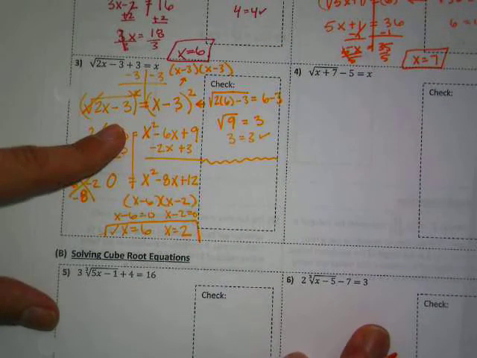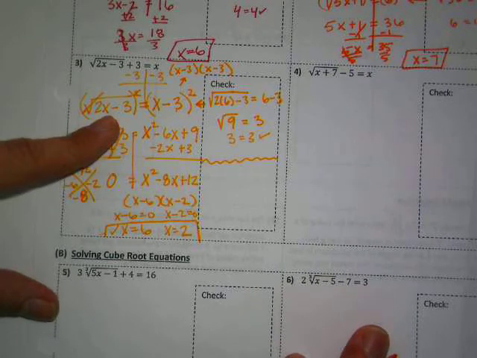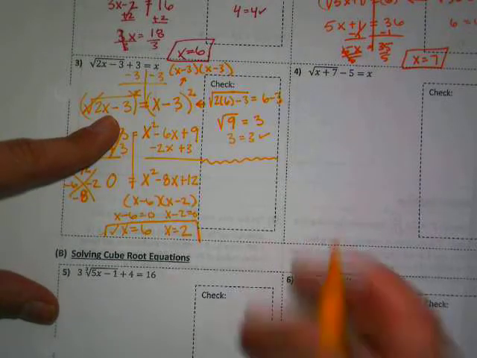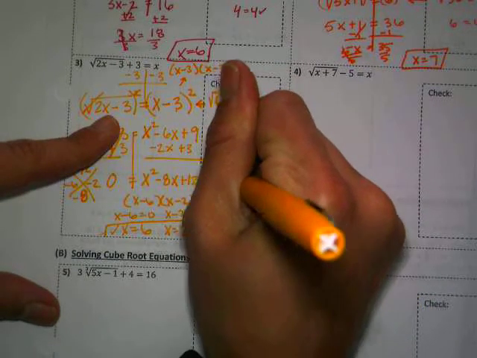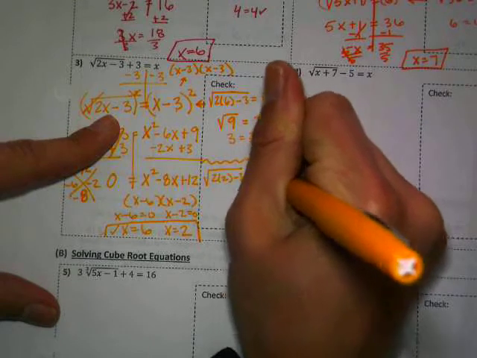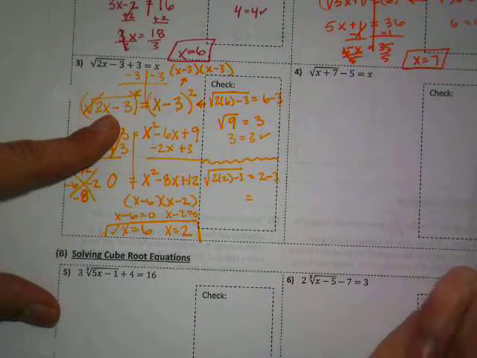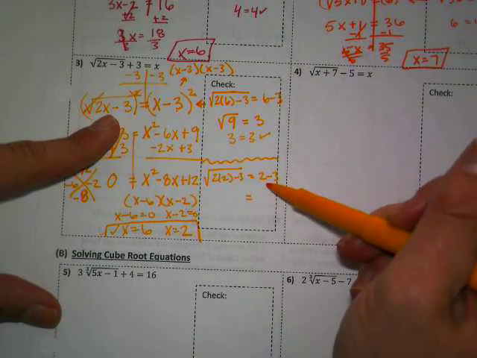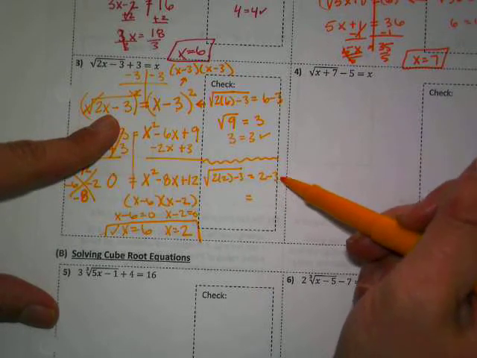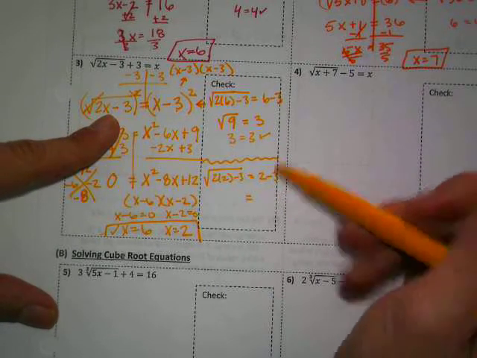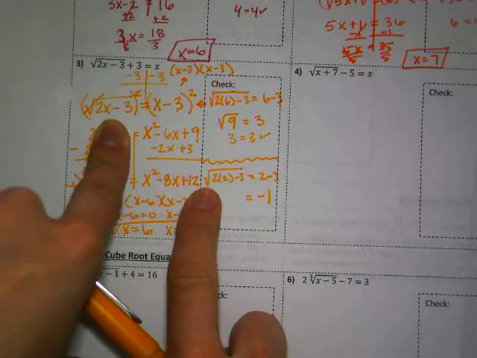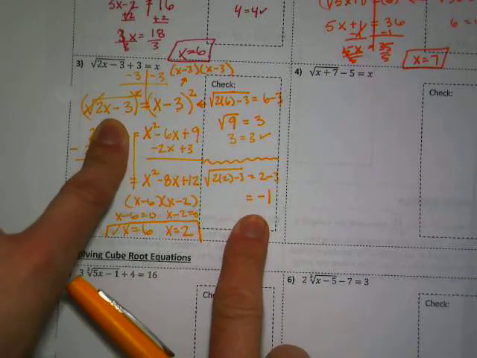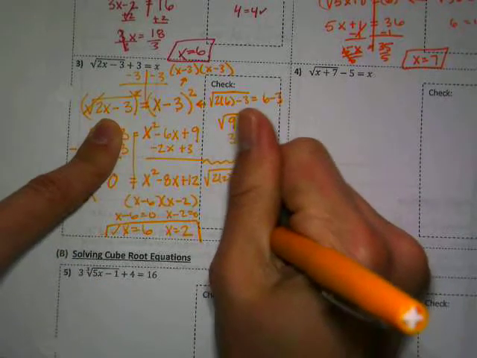All right. What's the other one I have to test? 2. So 2 times 2 minus 3 equals 2 minus 3. What is 2 minus 3? Negative 1. So let's think about this for a second. Is your square root ever going to equal negative 1? No. So this one is extraneous.